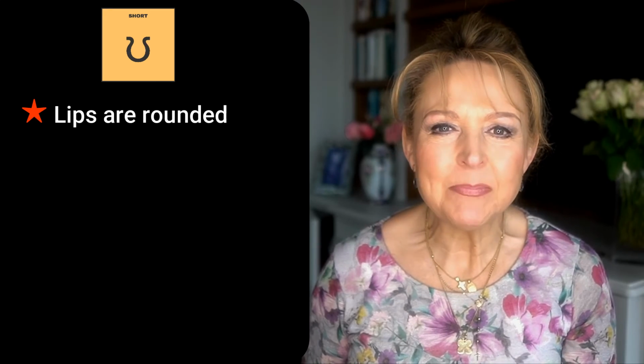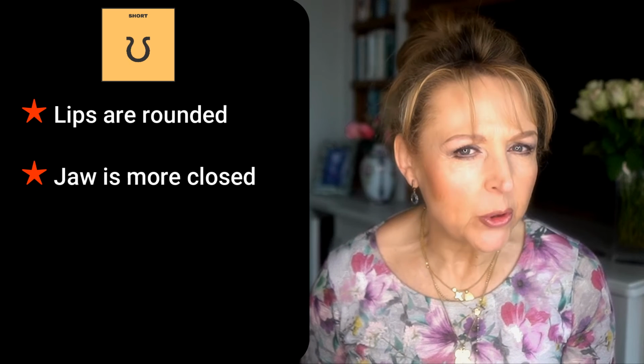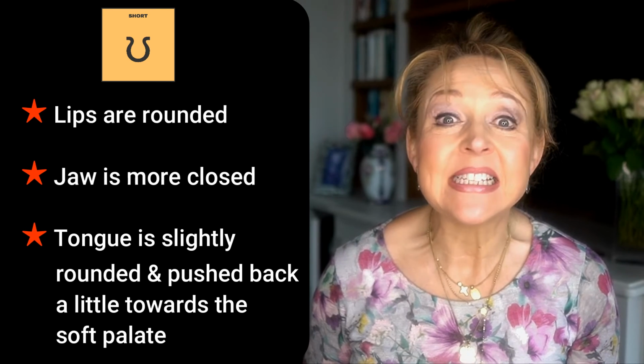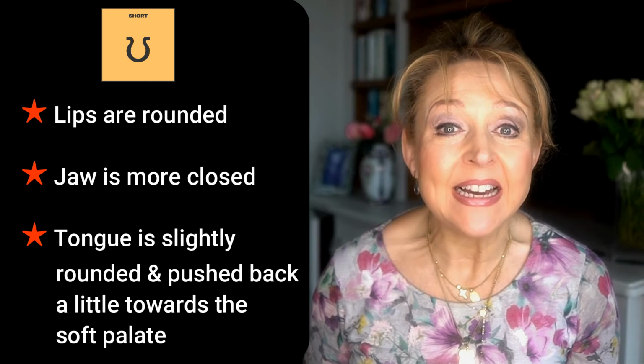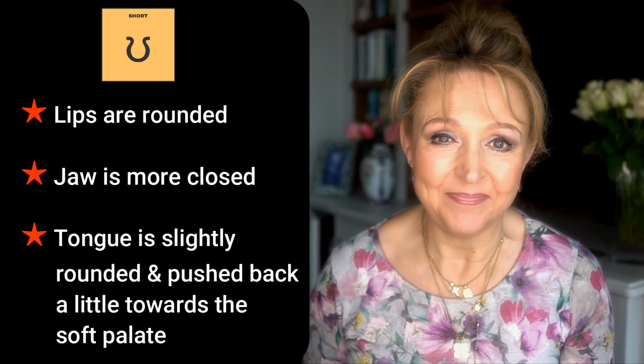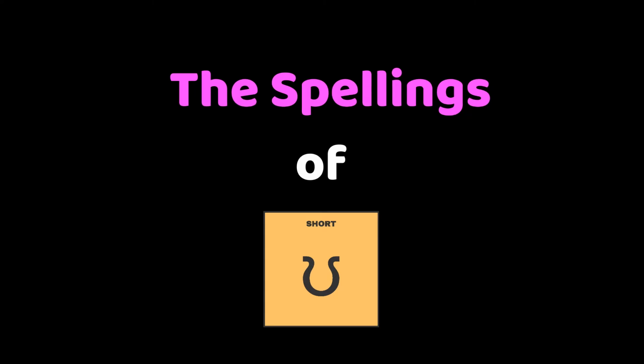Let's not forget about the jaw. That should be in a more closed position, as opposed to when you make the R sound, where the jaw is open. Let's notice the difference. Oo, ah, oo, ah. See, that's the difference. So the lips are rounded, my jaw is more closed, and my tongue is slightly rounded, pushed back a little towards the soft palate. There, is that better? Hope so. Now let's move on to the spellings.